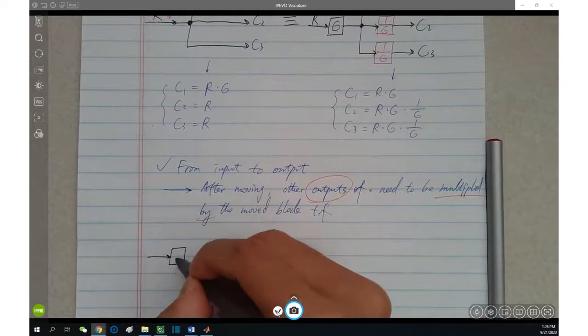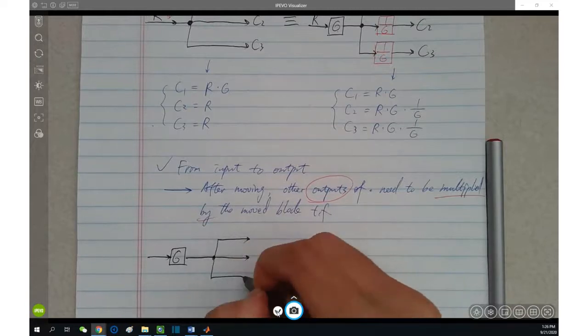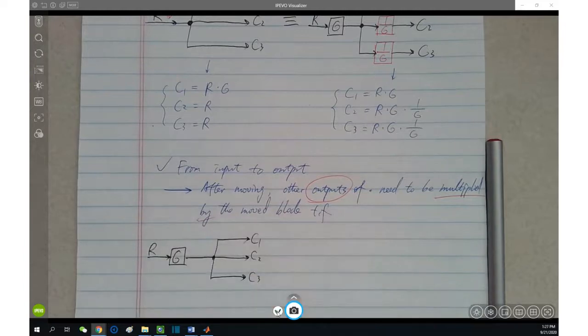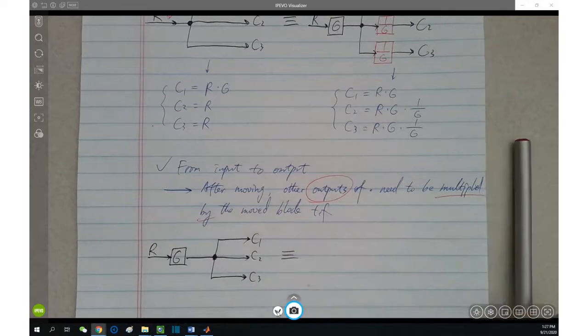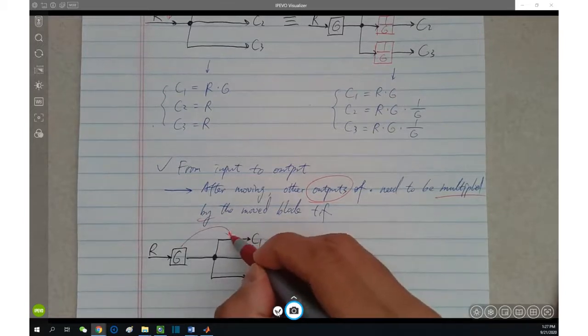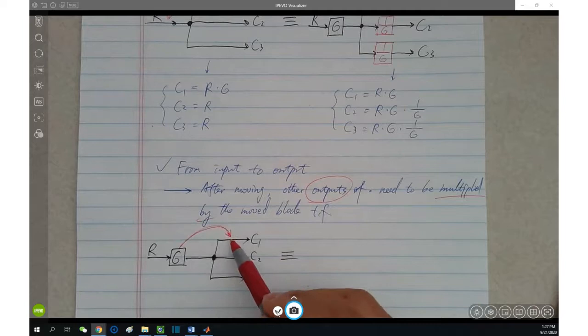Once again, let's demonstrate what we are talking about here. Signal R goes through G and then reaches a pick-off point here, and then we have outputs C1 through C3. So G is obviously at the input side, the input end of the pick-off point. If you want to move it to one of the outputs, because you have more than one output, you can only move to one of them. Be very careful, okay? Your goal is to move to one of them rather than all of them.